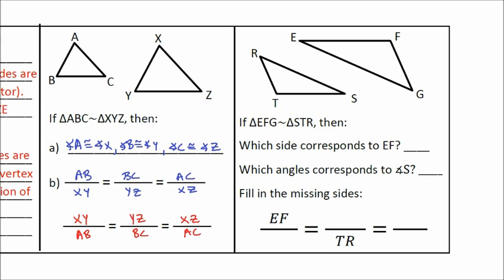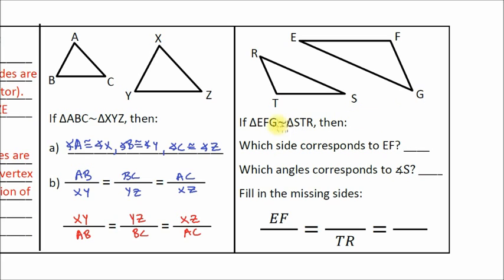What I want you to do, I'm not going to write this, is put a circle around E, just one circle, and put a circle around S. We know that E and S correspond because they're in the first position. Then put a double circle around F and a double circle around T. We know that F and T correspond. We're not going to label R and G because that's the last vertex. There's no labeling, so we know that those two will also match up.